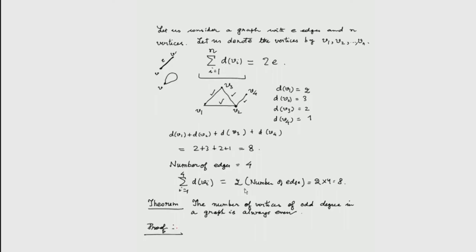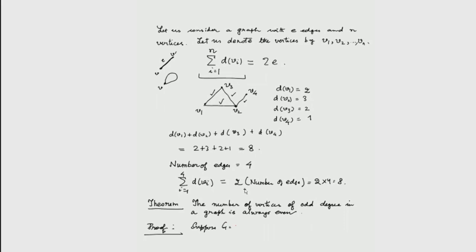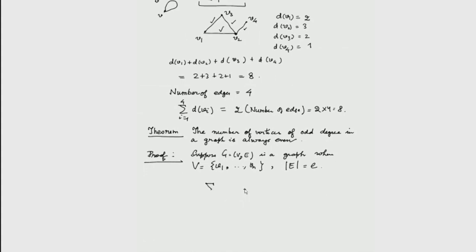Now, suppose that G equal to (V, E) is a graph where V equal to {V1 up to Vn} and the number of elements in E is small e. Now, we already know that if I sum up all the degrees of the vertices, sigma i equal to 1 to n d(Vi) is going to be 2 times e.